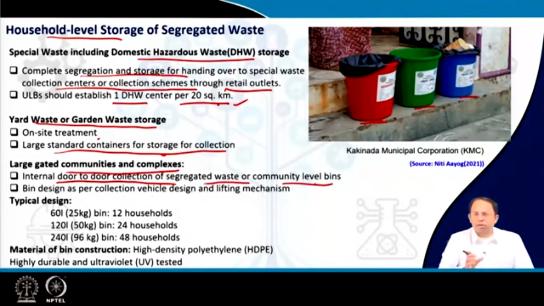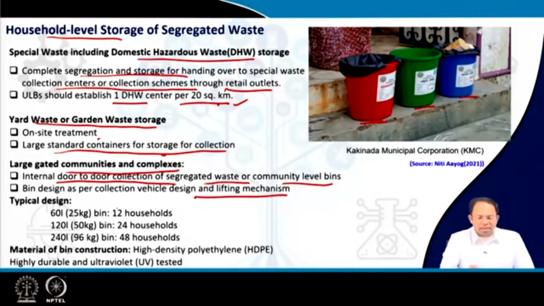The community level bins should also have separate containers for storing the different kinds of segregated waste. Now, as for bin design, because we are dealing with many households, not one, the size of this bin should be large, right? And because the size is much larger, it's difficult for an individual human to lift it, so it would be lifted by mechanical means. The vehicles sent by the municipal body will probably have a lifting mechanism which will lift this waste and put it inside that particular vehicle.